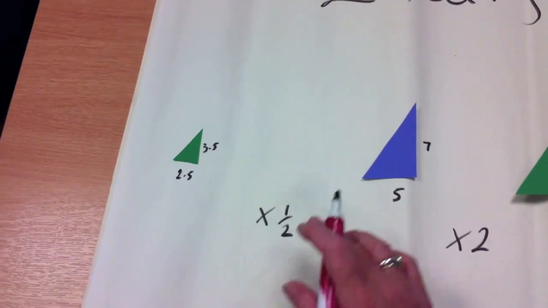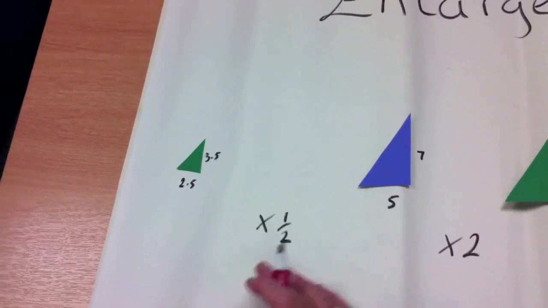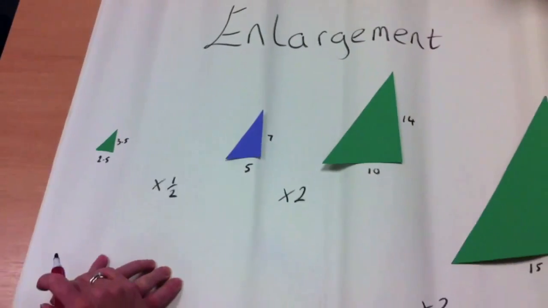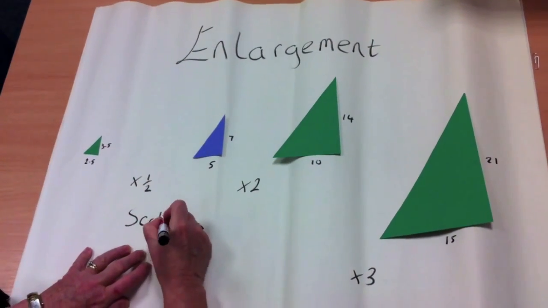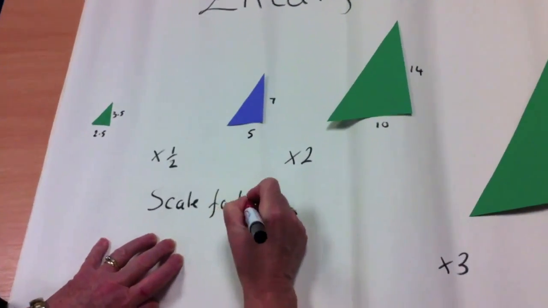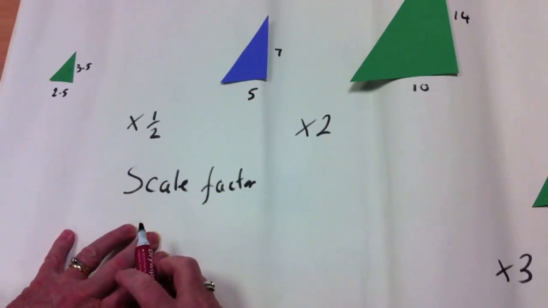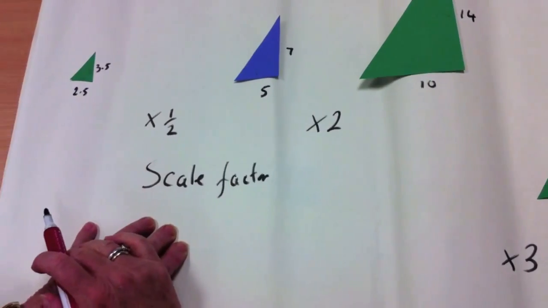So sometimes the term enlargement actually means that you reduce the size of the shape because you're using a scale factor which is a fraction, so it actually reduces the shape.